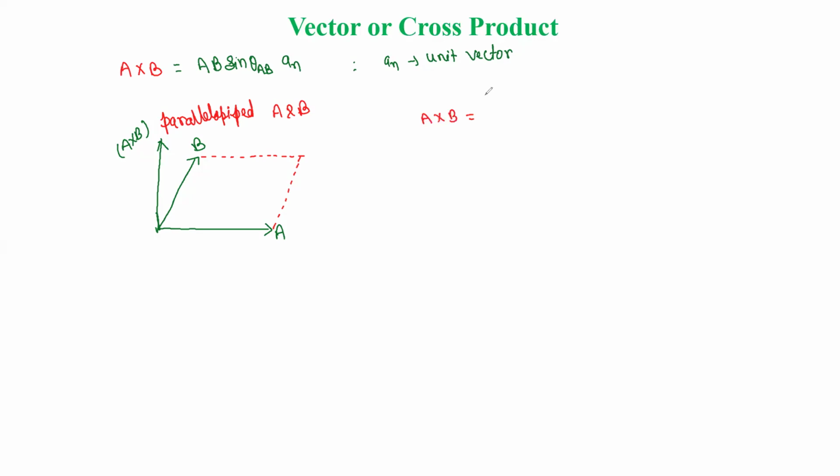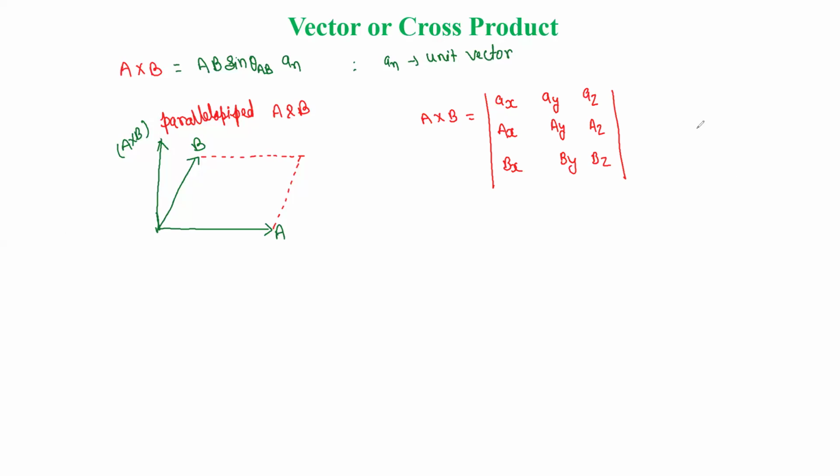This one we can also write in the form of a matrix. So A cross B will have a representation like this. Here we are considering Cartesian coordinates. So we have unit vectors ax, ay, az, and the corresponding coefficients Ax, Ay, Az for vector A, and Bx, By, Bz for vector B. Finally, we should consider the rules for how we are going to write that.